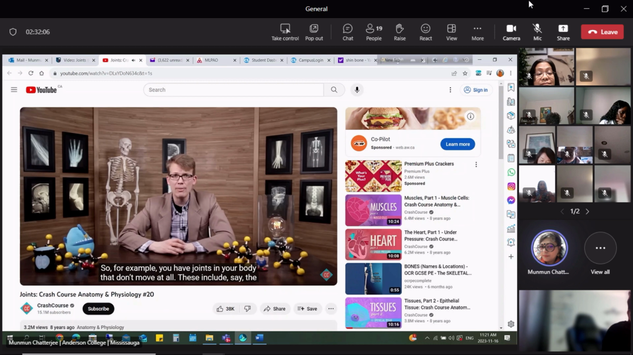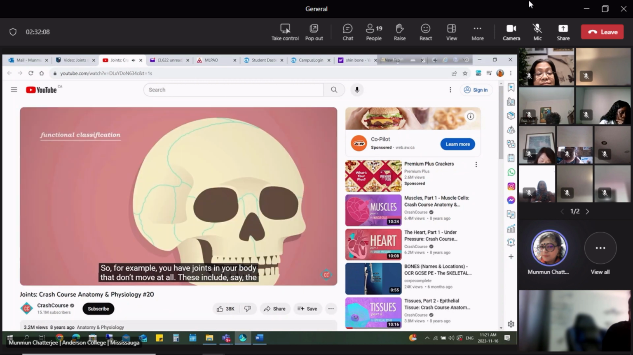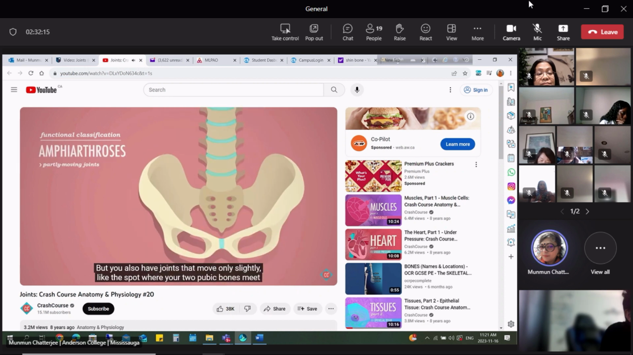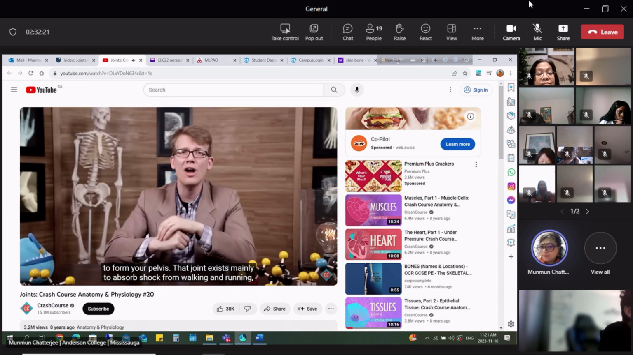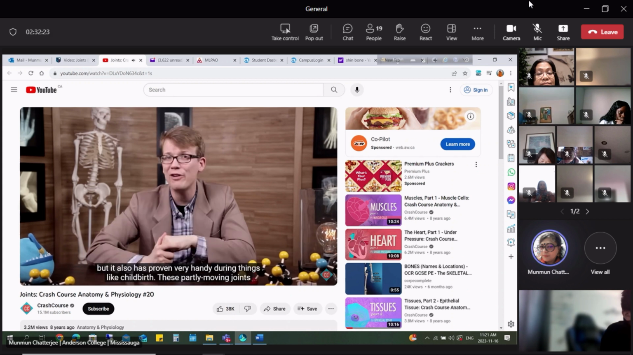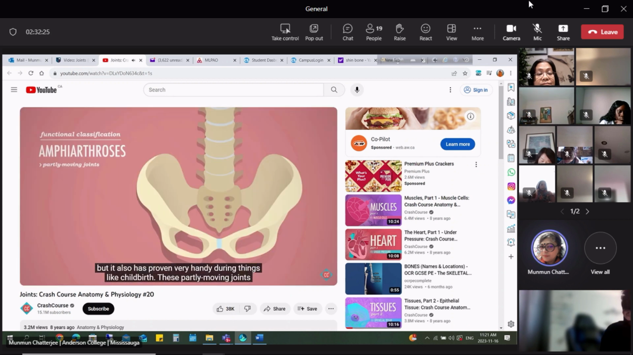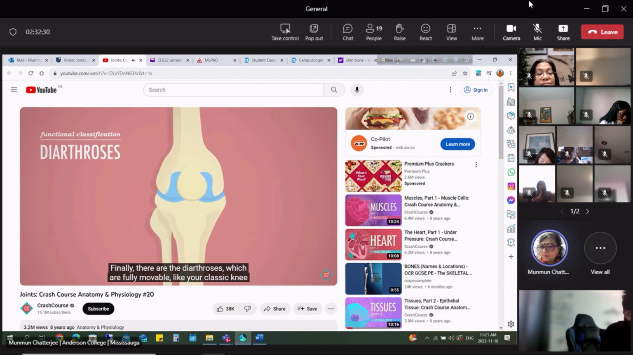So for example, you have joints in your body that don't move at all. These include, say, the joints between the bones that make up your cranium. These non-moving joints are called synarthroses. But you also have joints that move only slightly, like the spot where your 2 pubic bones meet to form your pelvis. That joint exists mainly to absorb shock from walking and running, but it also has proven very handy during things like childbirth. These partly moving joints are called amphiarthroses. Finally, there are the diarthroses, which are fully movable, like your classic knee and elbow joints. They're mostly found in your limbs.